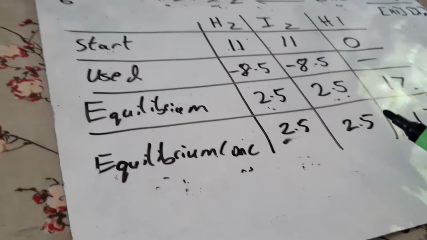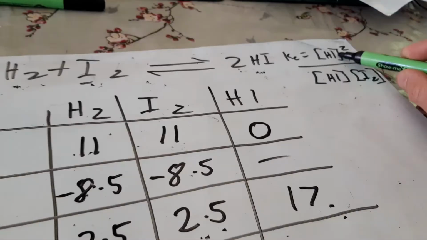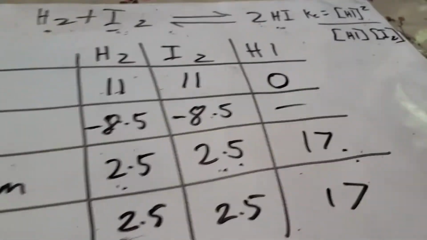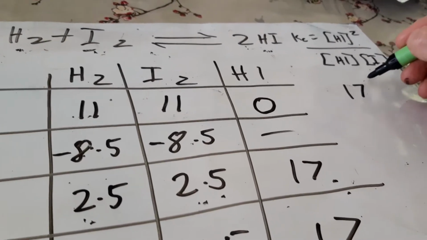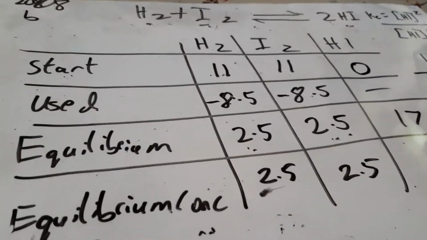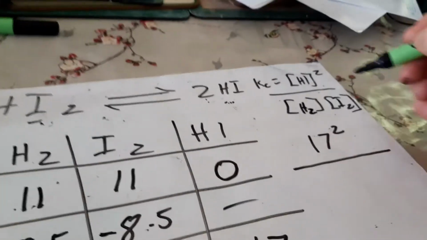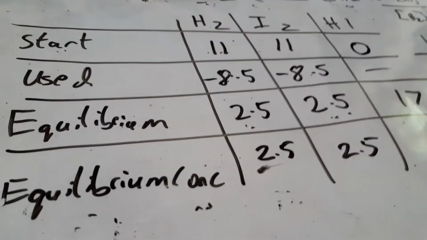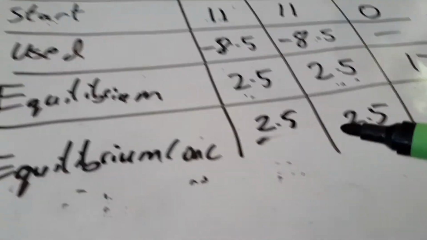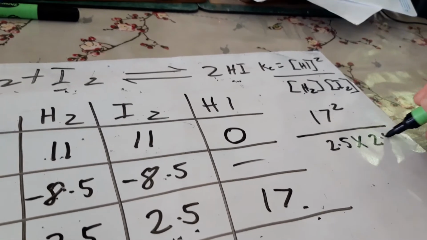So now all I have to do is plug in these values into my equation that I got for Kc. So the hydrogen iodide concentration at equilibrium is 17. So I'm going to put 17 squared, because I square it, remember? And I'm going to divide that by the, oh, that's wrong. That should be hydrogen. Sorry, I just realized I wrote that wrong. The hydrogen concentration at equilibrium, and the iodine concentration at equilibrium. So these two values here, 2.5 and 2.5. So it's 2.5 multiplied by 2.5.